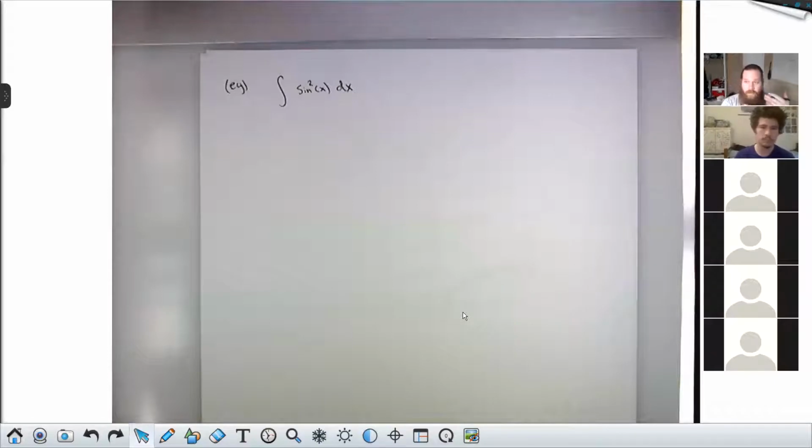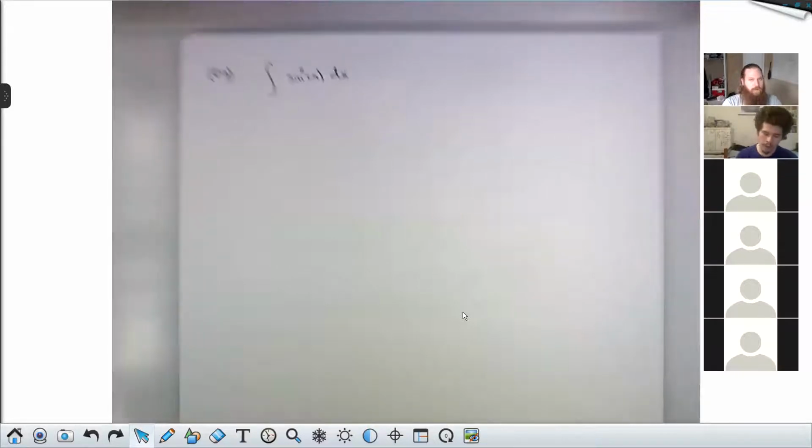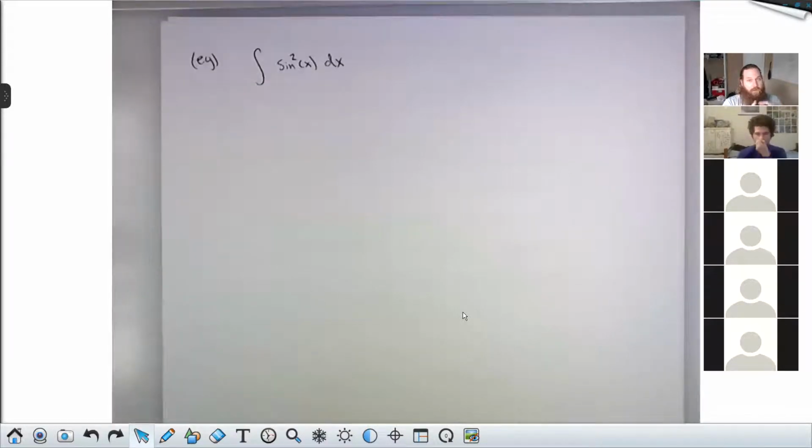Here, the power of cosine is 0, which is even, right? 0 is divisible by 2. So this does live in that category of both powers are even. It's just the very simplest possible case there. If there is no odd power, then I can't play that game, where I set one copy aside and substitute for the other and use Pythagoras. There's really none of that I can do.